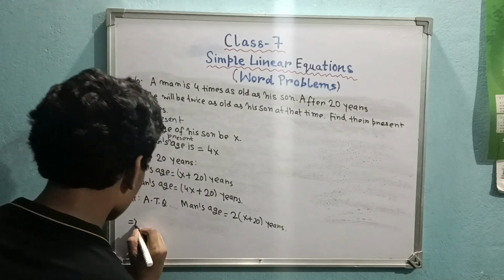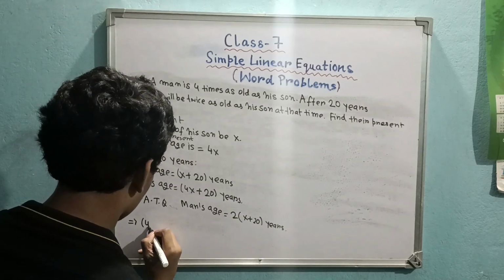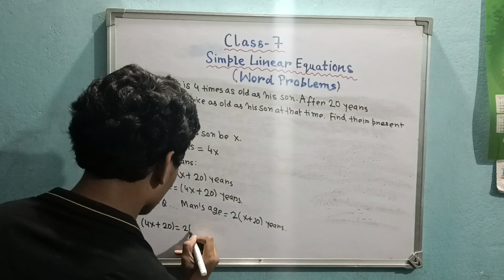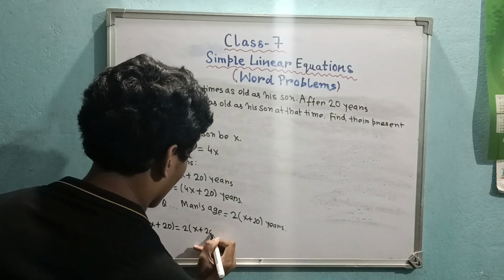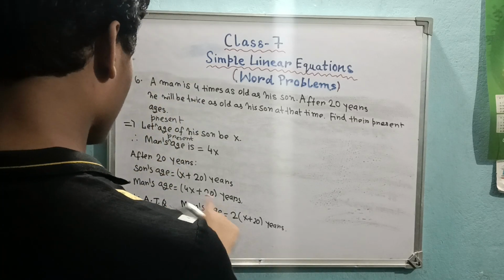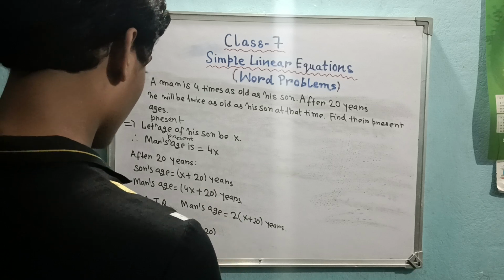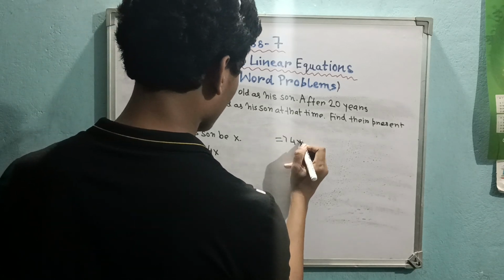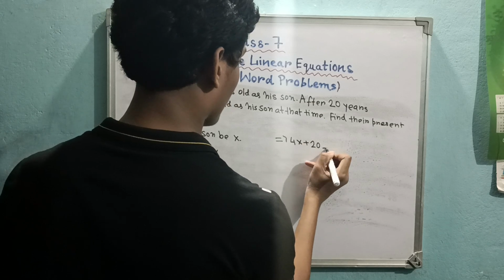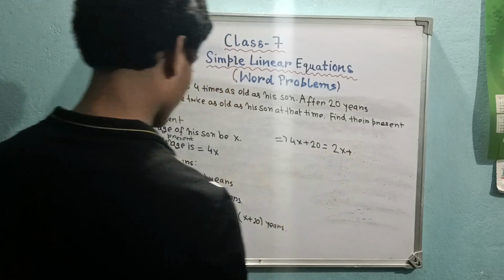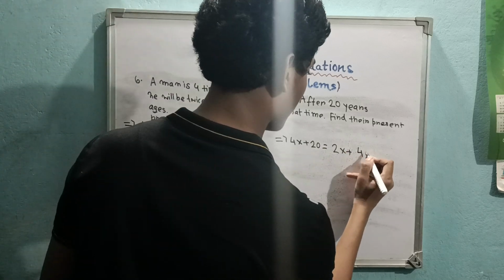Or I can write 4x plus 20 will be equal to 2 into x plus 20. Correct? These two are the man's and son's ages, that means these are equal after 20 years. So now let us just simplify. 4x plus 20 will be equal to 2 into x plus 2 into 20, 40.